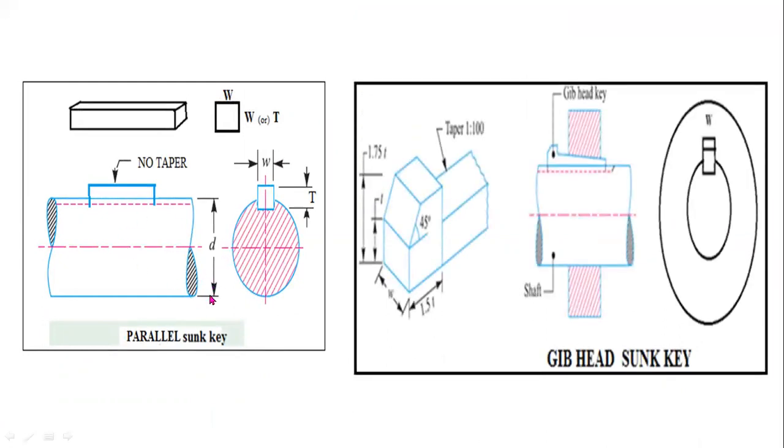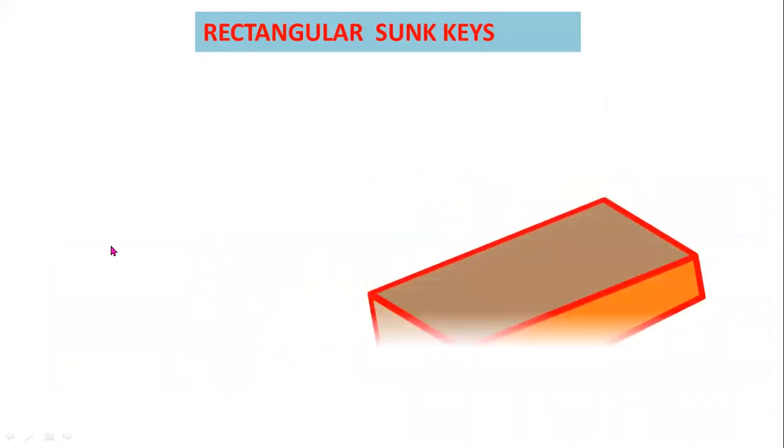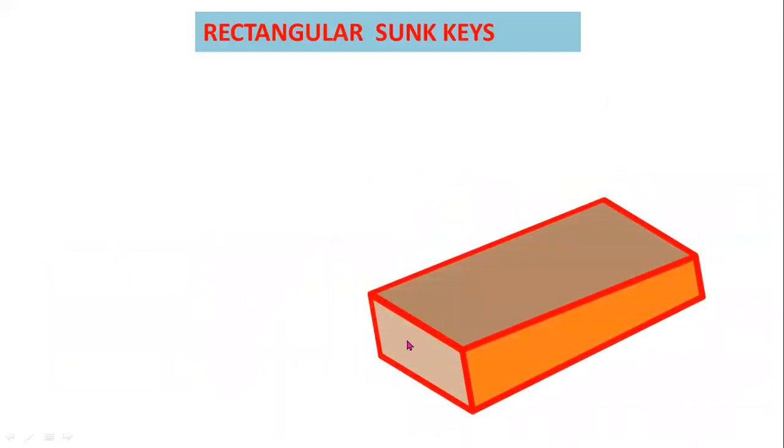This one is the example for a parallel sunk key. This one is the example for a gib head key. There is no taper for a parallel sunk key. This one is a gib head key. This is a rectangular sunk key.